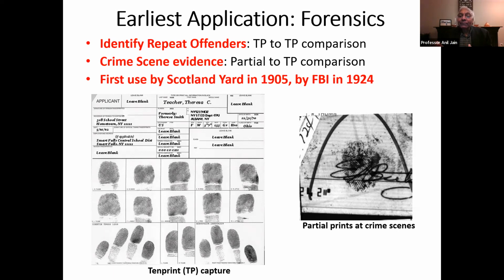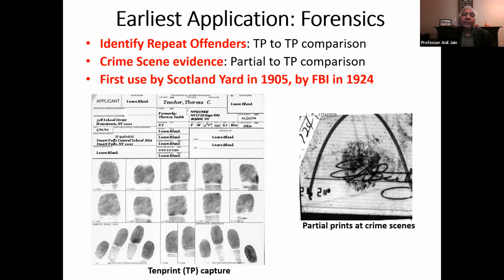So this is captured under controlled conditions. But what about at the crime scene? At the crime scene, you have a partial noisy fingerprint, which is often referred to as a latent print. When we want to know whether this person has committed a crime before or is in a criminal database, we do 10 print to 10 print comparison, which is a fairly straightforward problem in the sense that accuracy is almost 99.9% or so. The crime scene evidence, taking a partial fingerprint and trying to find out who left it at the crime scene, is a very challenging problem. And that accuracy is only about 70%.